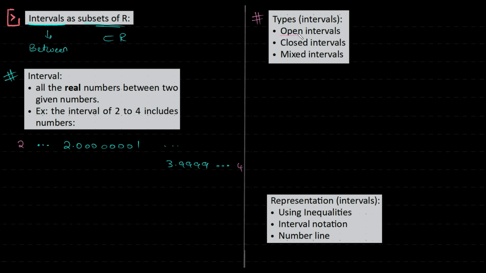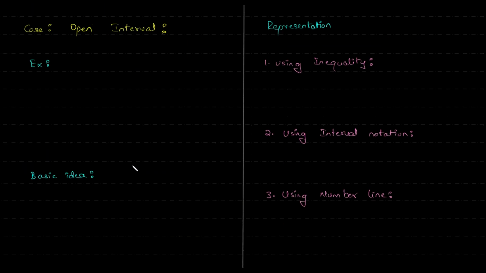In an open interval, 2 and 4 are not included. In closed, they are included. In mixed, it depends. It's a combination of not and is. Right? So we're going to represent and understand all of this using inequalities, that is greater than, lesser than, or equal to signs, interval notation using small brackets and square brackets, and number line using shading and not shading. Okay guys, it's quite simple. Let's look into this now.